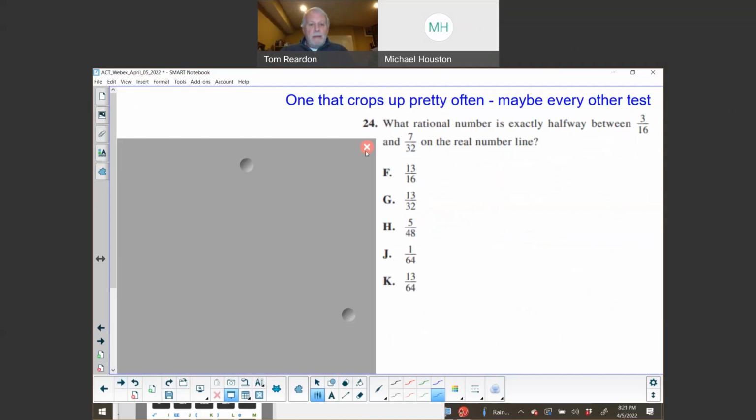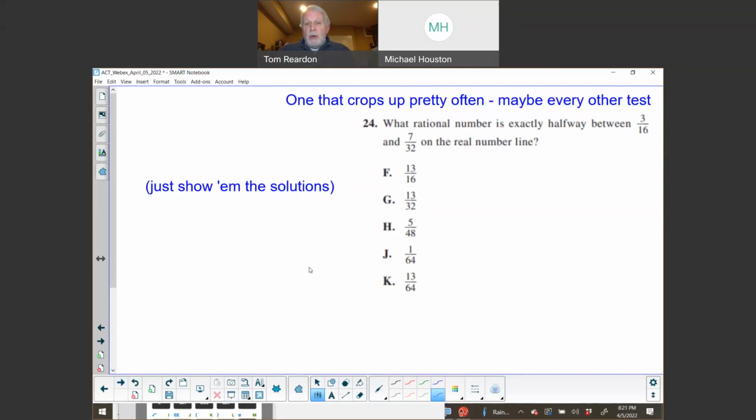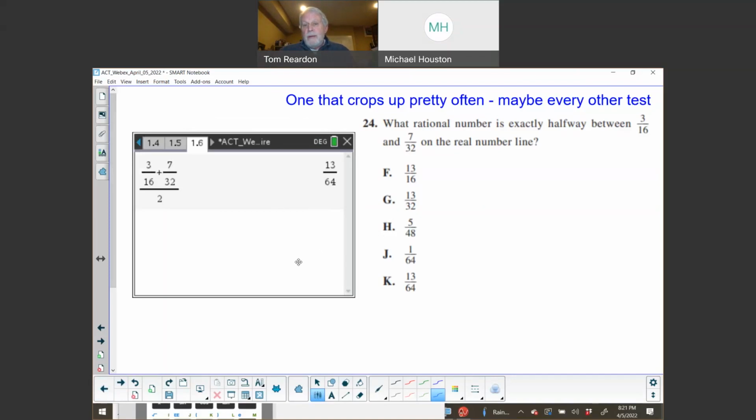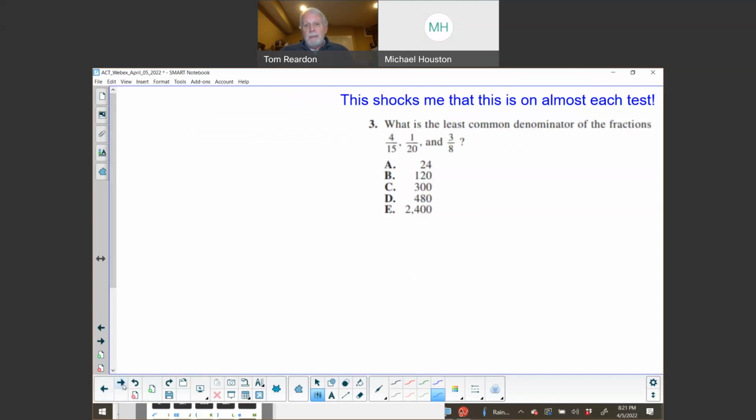But again, I'm just trying to show those kids who aren't sure, and I'm sure there are several of them, how that would look. So again, just get a fraction, add the two, and then divide by 2 in the denominator, okay? I think this is a good way to do it, whether you do it on the 84 or the Nspire. But I am shocked this is almost on every single test.